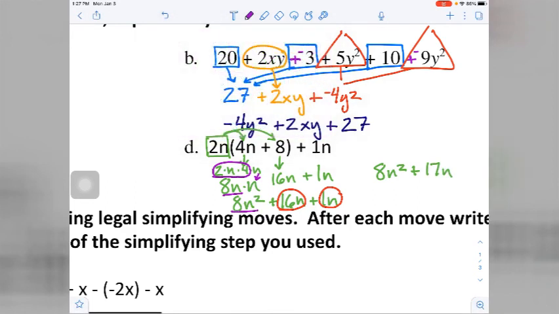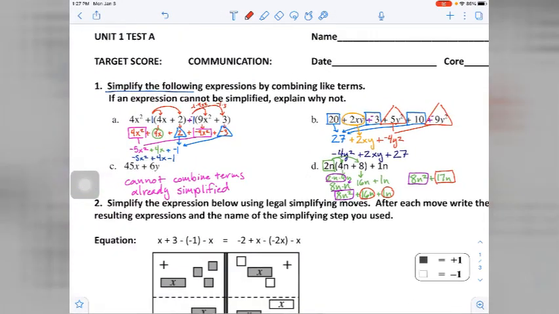Remember, I cannot combine 8n squared. There's my 8n squared. That cannot be combined with 17 with the n's, because an n squared is different than an n. So that's how we simplified all of the first problems on quiz 1. Your job now is to go back and see what you missed and see if you can solve it.